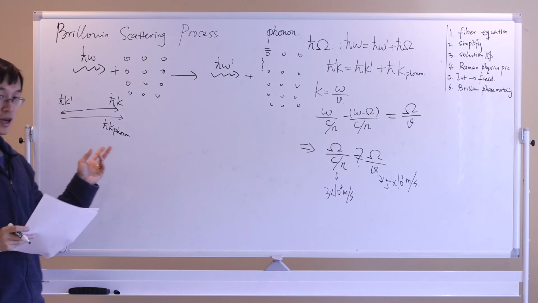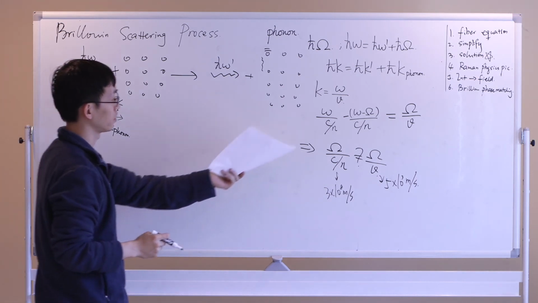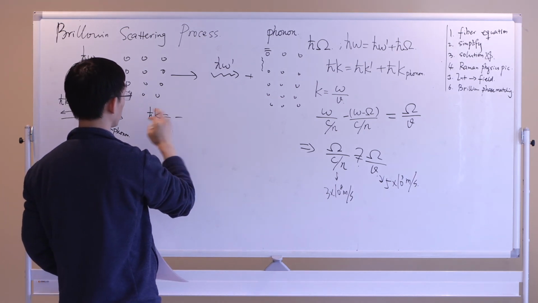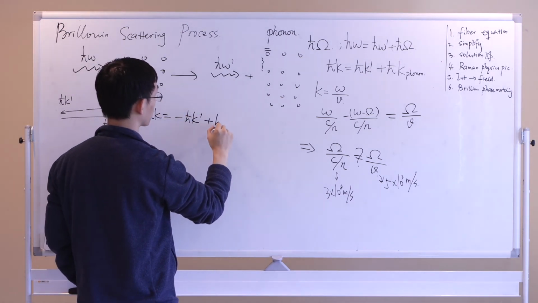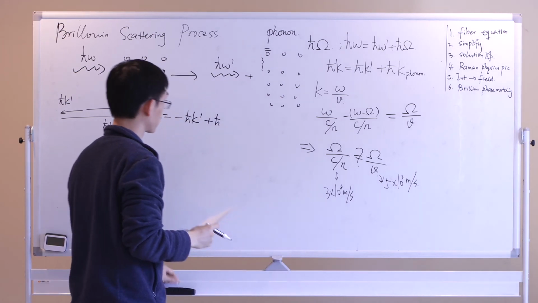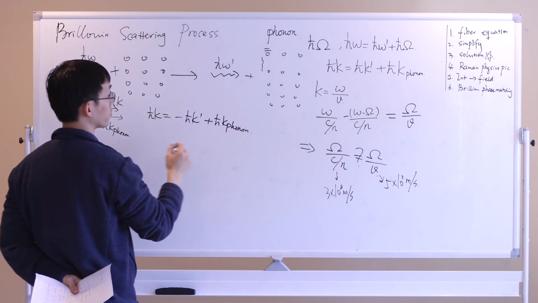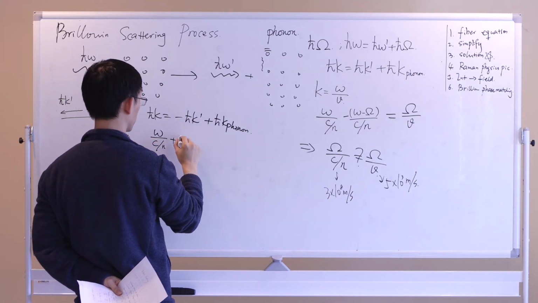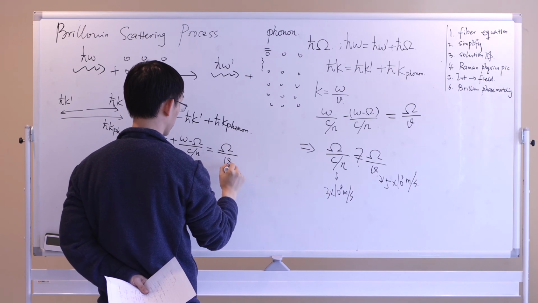So the Brillouin scattering in most cases happens with the light being reflected back. Let's see if that would work. If it's reflected back, then you have input momentum h bar k, and the output light is reflected back so that you have a negative sign on the momentum direction, plus h bar k phonon. Then you cancel all the h bar, and you will have omega n/c plus omega n/c minus capital Omega n/c equals capital Omega over the velocity of sound.